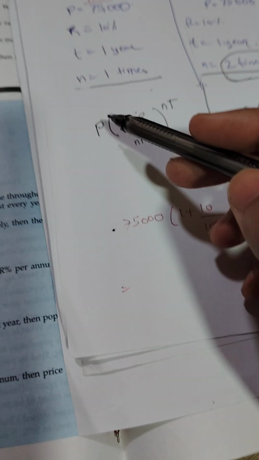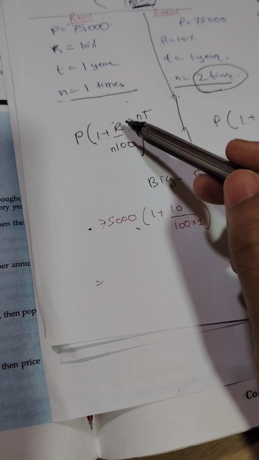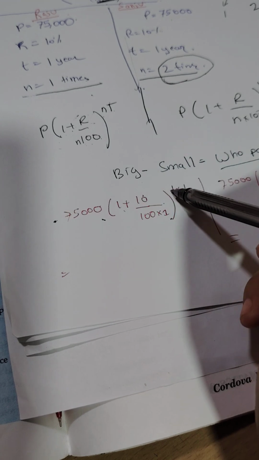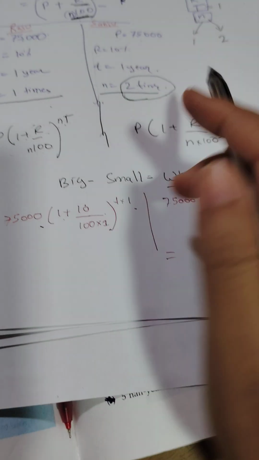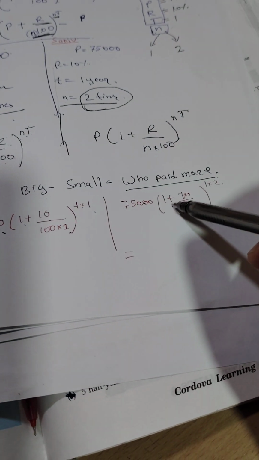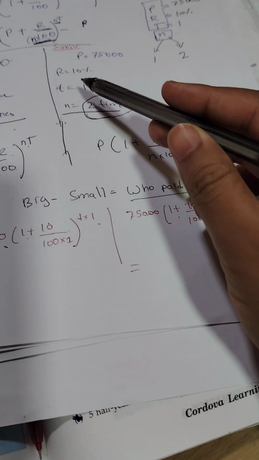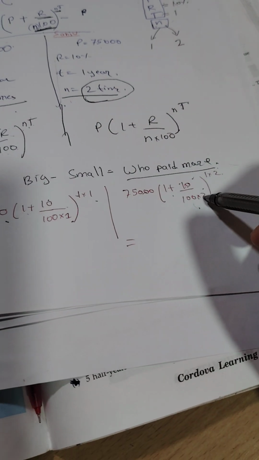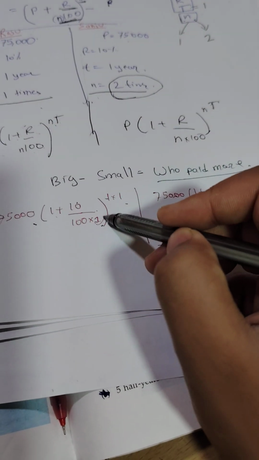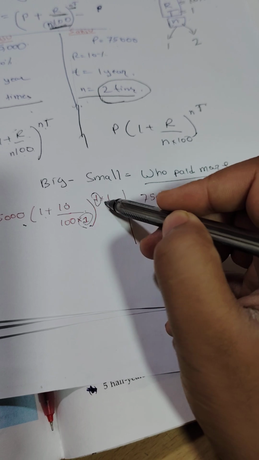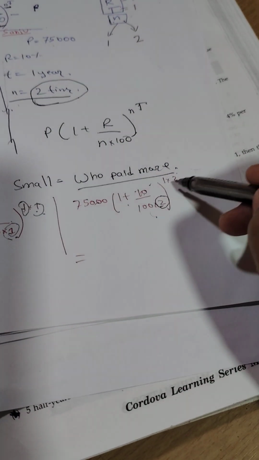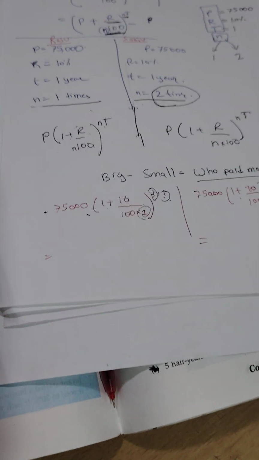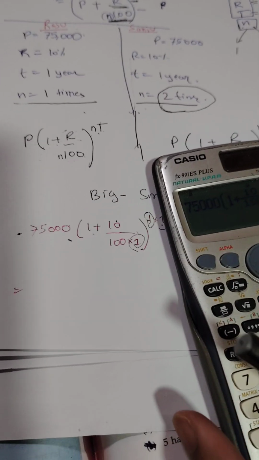If you write it down, for Raju: P is 75,000, rate is 10, over 100, and he pays 1 time a year, so N is 1, T is 1. For Sanju, it is again 75,000, R is 10, 100 is 100, and here you will have to multiply by 2, while here you multiply by 1. Here it was T into N, which is 1 into 1. Here T is 1 year and N is 2.